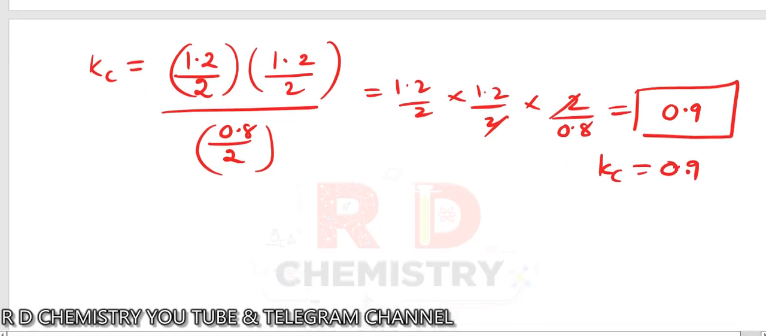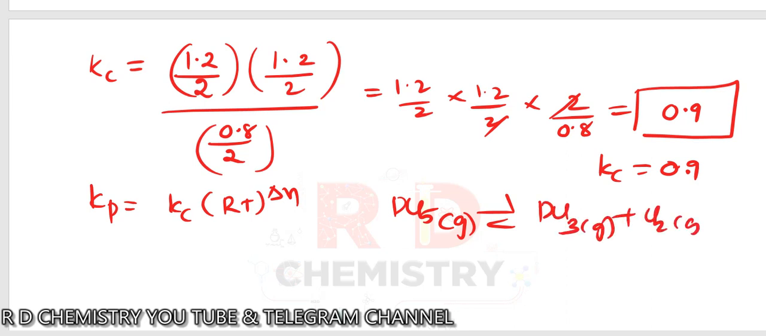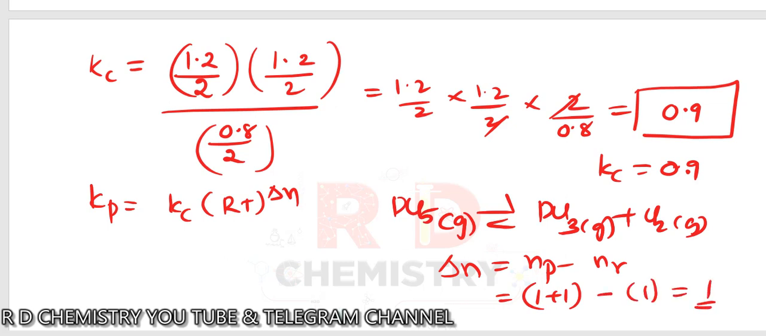But you'll have to calculate Kp, right? So Kp is equal to Kc into RT to the power delta n. PCl5 is actually a gas. When it decomposes, PCl3 gas is formed plus chlorine, which is also a gas. Delta n is the number of moles of the products minus the number of moles of the reactants. Products are 1 plus 1 mole, reactants are 1 mole, so delta n is nothing but 1 itself.